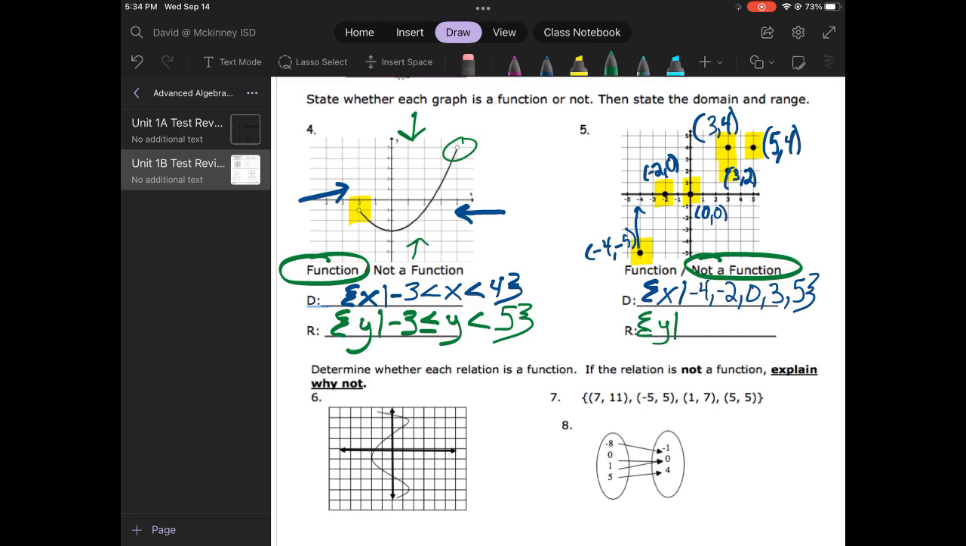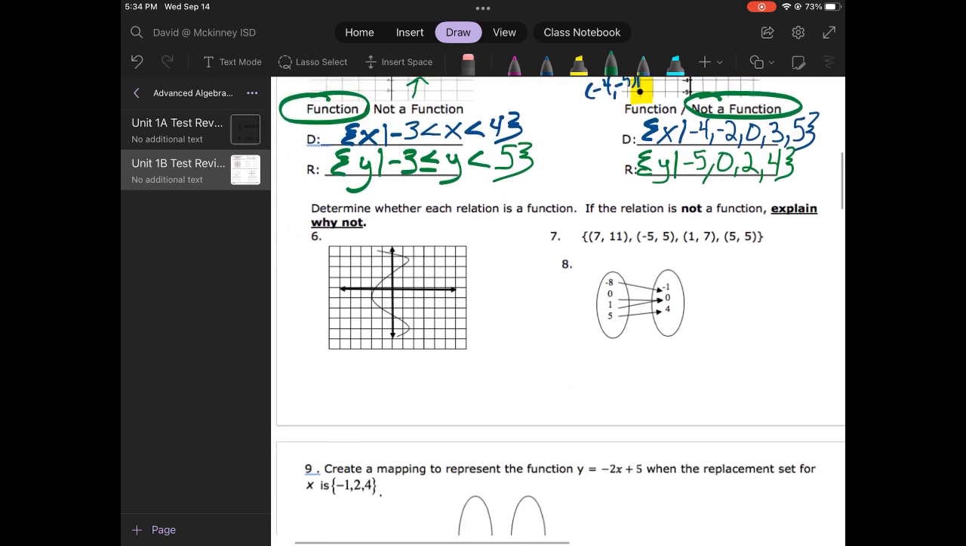Now my range values. In this particular case, I will do the set of all y such that, and then I list my y values: -5, 0. Notice I don't have to write 0 twice. 2, 4. Notice I don't have to write 4 twice. And now I have completed my range and my domain, and I've determined that this is not a function.